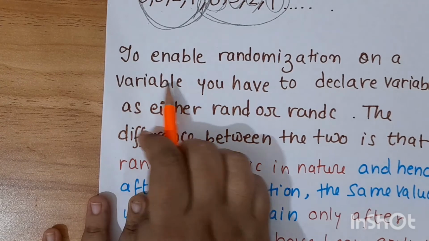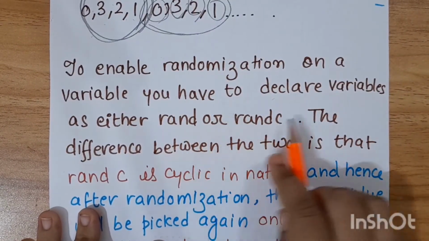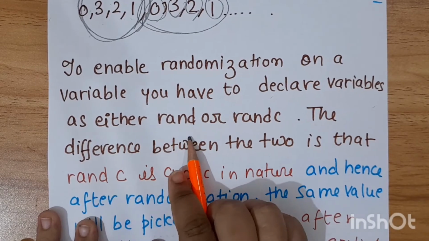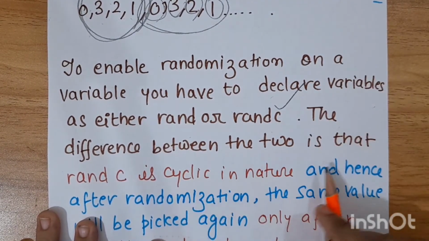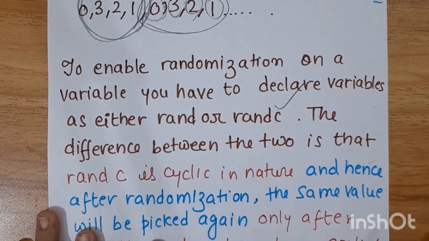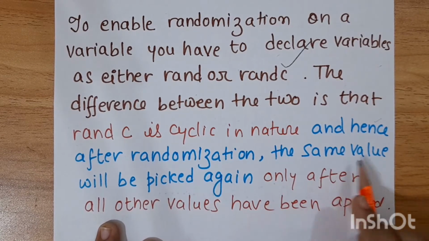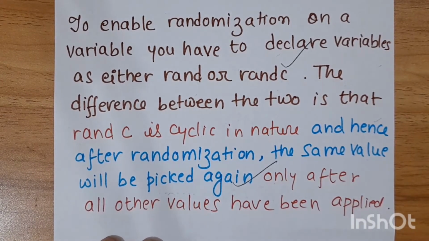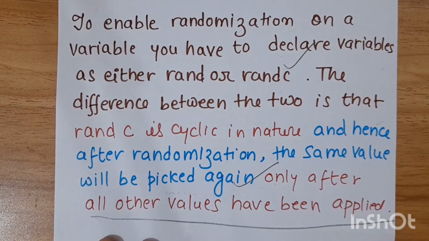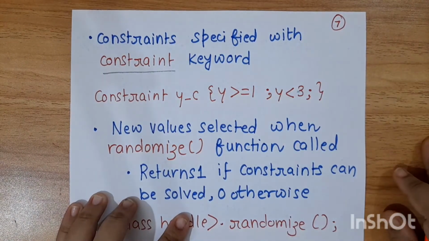That means in order to enable randomization on the variable, we have to declare variables as either rand or randc that we have discussed. The difference between the two is that randc is cyclic in nature. And hence, after randomization, the same value will be picked again only after all other values have been applied. Now constraints are specified with the keyword constraint.